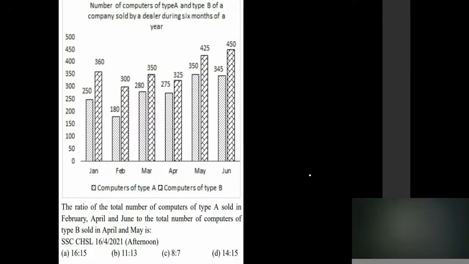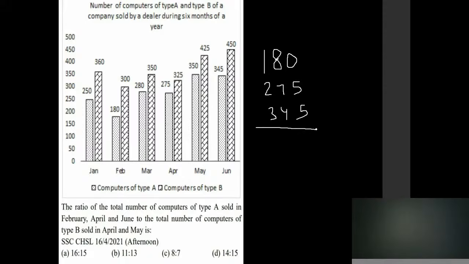Okay, let us check. Type A in February it is 180. Next type A in April it is 275. Next type A in June it is 345. I'm adding all those numbers 180, 275 and 345.